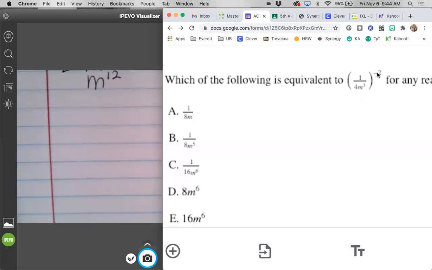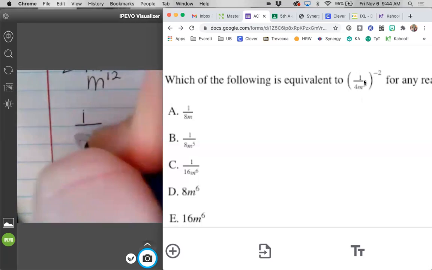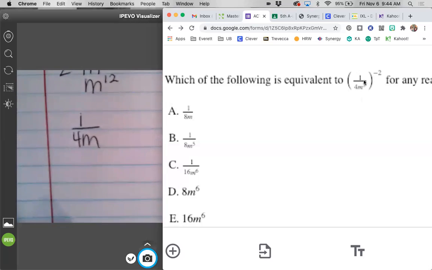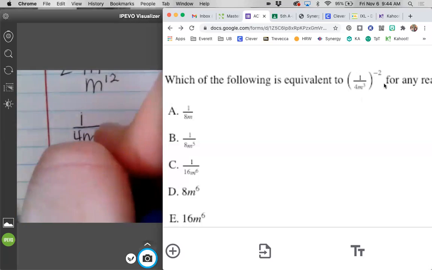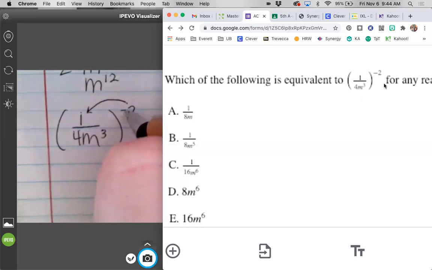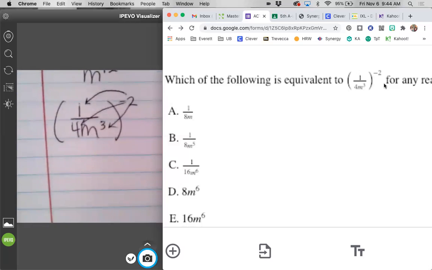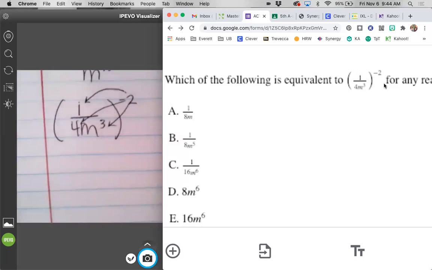So we're going to take this -2 and we're going to distribute it just like we were doing in one of those earlier problems. So we have 1 over 4m to the 3rd, all of that to the -2nd. Now, personally, I distribute before I start rearranging my stuff. So I'm going to distribute the -2nd power here, here, and here. I would do most of this mentally, so I'm writing down right now way more than I would on an actual ACT, just to show you the process.